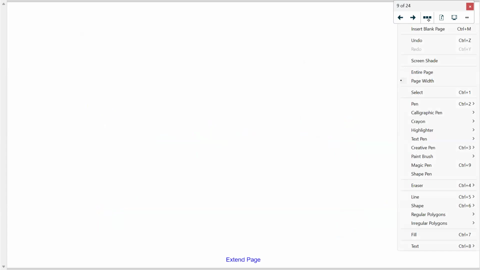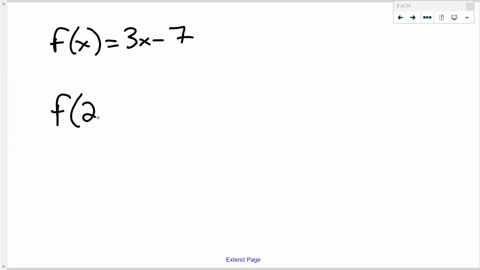All right, let's say I give you guys, let's say f of x equals 3x minus 7. And let's say I want to find f of 2 plus 4. This is just like the last one. Where I want to find f of 2, we're going to get an answer, and then we're going to add 4 to the end. So f of 2 plus 4.